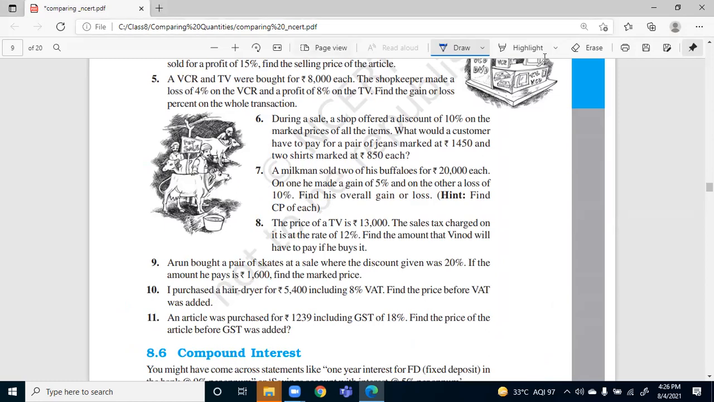So in this book, there is profit percent and loss percent that we have to calculate based on cost price and selling price. We will be doing it afterwards. I am giving you more practice for percentage.